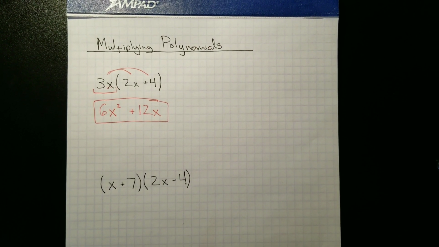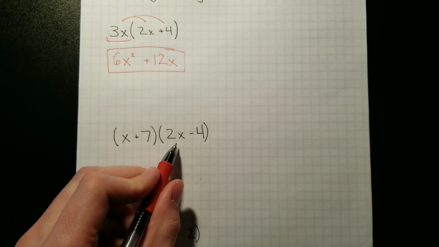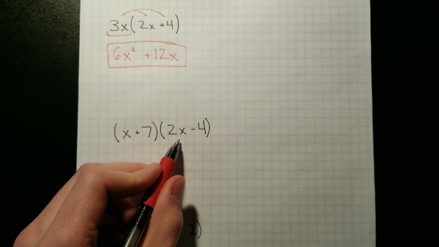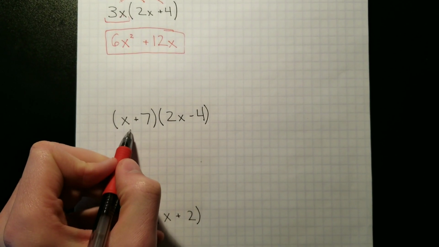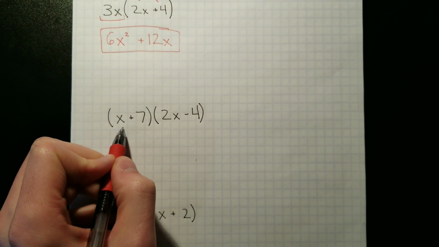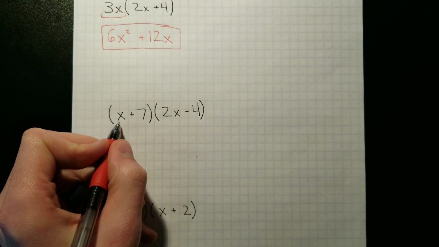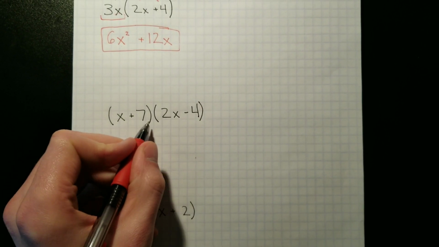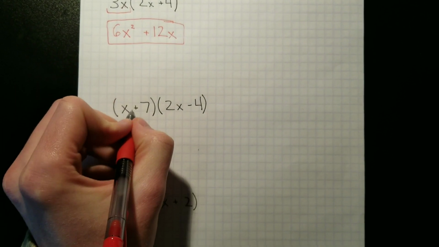So that's one. In our second example, we're going to be multiplying a binomial by another binomial. Now, the process is going to be basically the same. We are going to be distributing things, but because we have two terms in this set of parentheses and two terms in this set of parentheses, we're going to be distributing both terms here to both terms over here. So it's going to look like this.